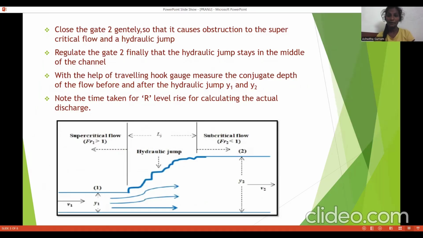With the help of a travelling hook gauge, measure the conjugate depths of flow before and after the hydraulic jump, Y1 and Y2. Note the time taken for a level rise for calculating the actual discharge. By the figure, we have to know the details about the hydraulic jump.